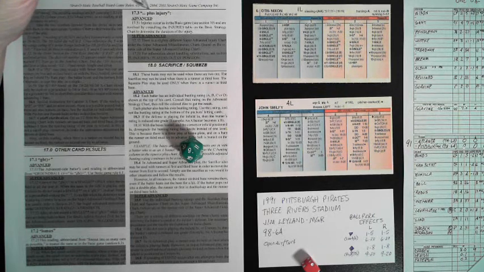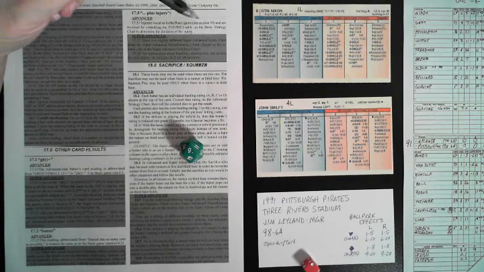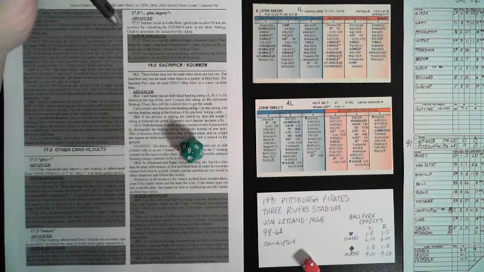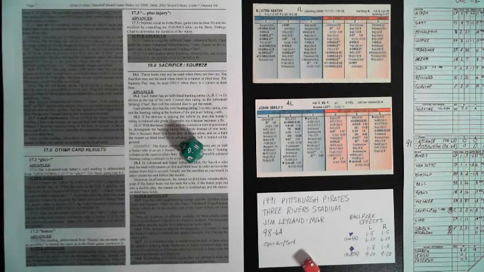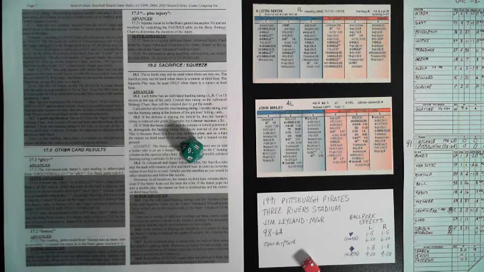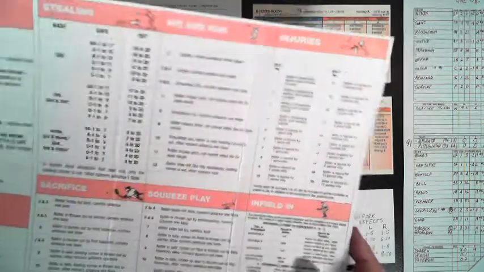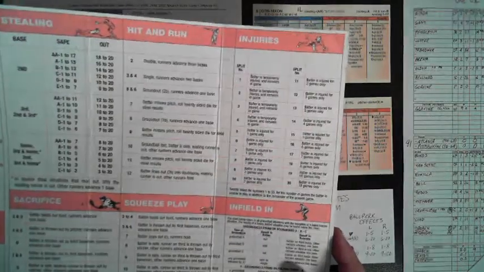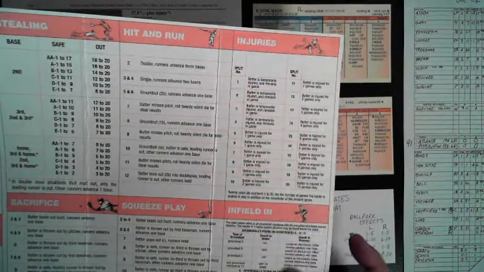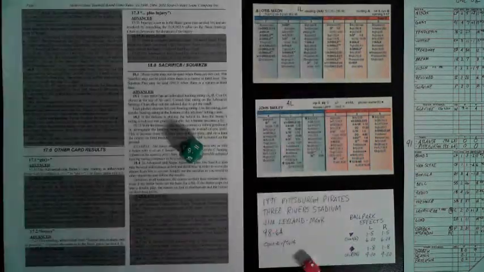17.3, plus injury. Injuries occur in the basic game and are resolved by consulting the injuries table on the basic strategy chart to determine the duration of the injury. You're still going to use that little section right up there about injuries. Right there. Still going to use that.